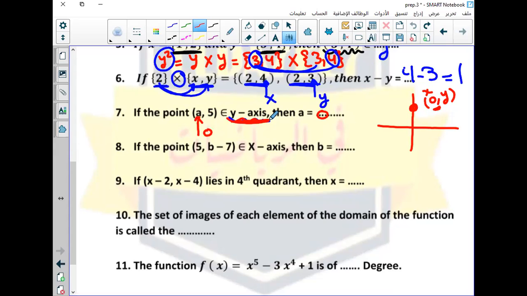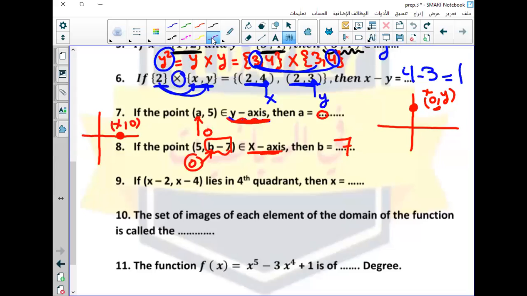Number 8: if the point 5 and b minus 7 belongs to the x-axis. If you draw any point on the x-axis, it will be x and 0. Then b minus 7 must be equal to 0, then b equals 7, because 7 minus 7 equals 0.